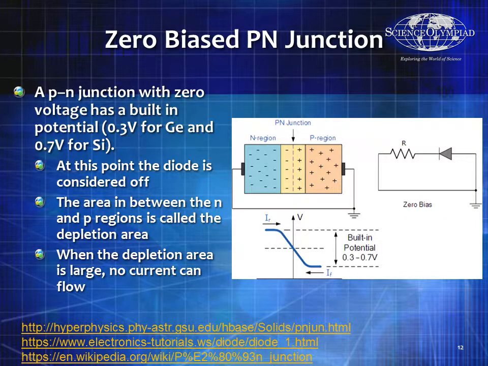If I don't put any voltage, with zero voltage, it has a built-in potential, and the diode is considered off. The area between the N and P regions is called the depletion area. When the depletion area is large, no current can flow. That's why you need a forward bias voltage to reduce the depletion area to the point where there is no depletion area, and then the flow runs easily.